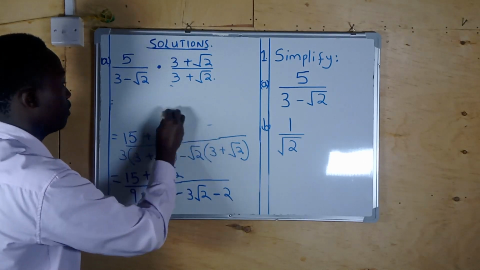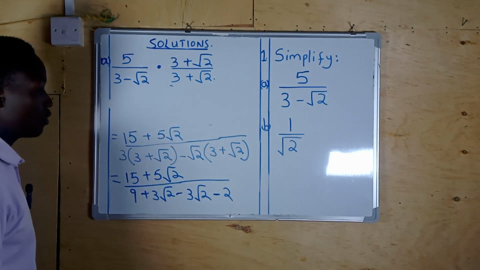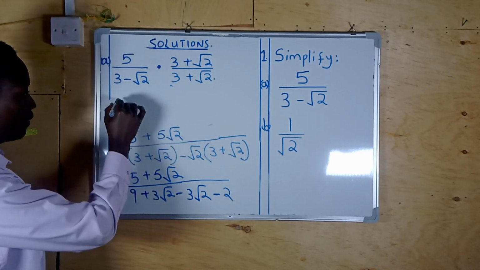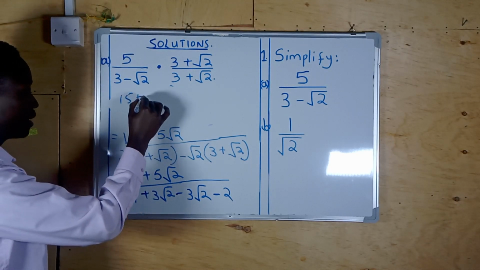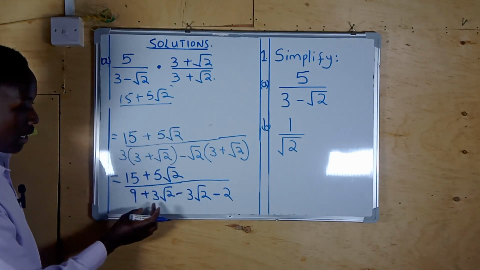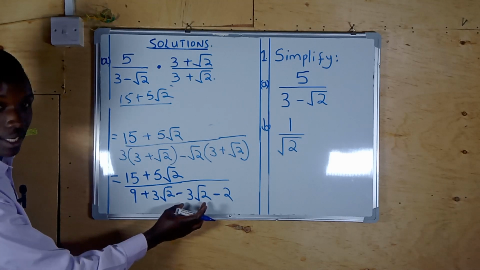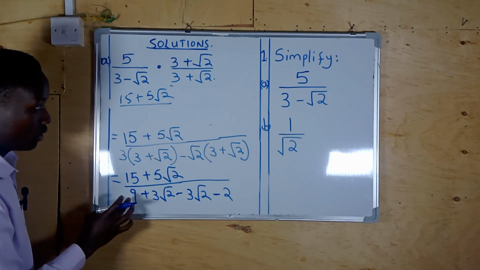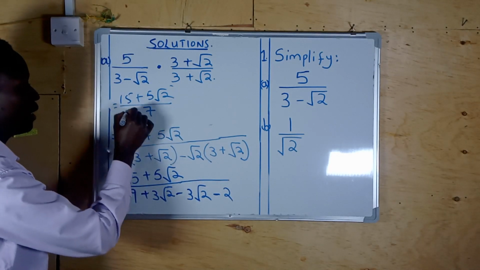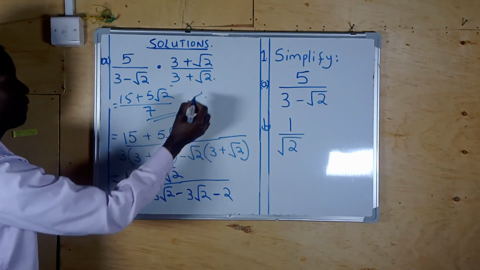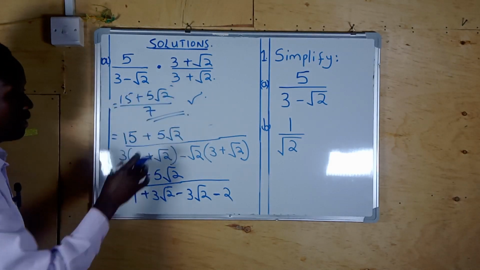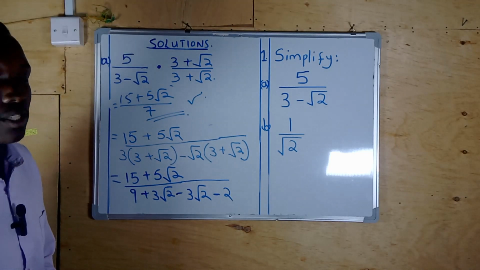So we will continue it here. It will be 15 plus 5 root 2 over, 3 root 2 minus 3 root 2 will be a 0. So a 9 minus a 2 will be equal to a 7. And we are going to have our answer as 15 plus 5 root 2 over 7. We are done with the first question.